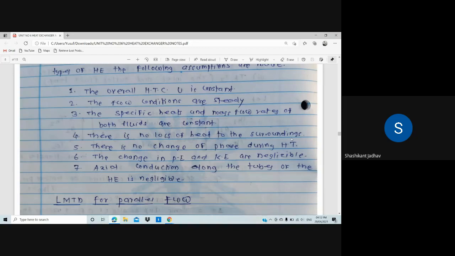Okay, and we are considering the change in kinetic energy, that is negligible change is there. Okay, so assuming that condition also, write on next assumption, sixth assumption, the change in potential energy and kinetic energy are negligible.